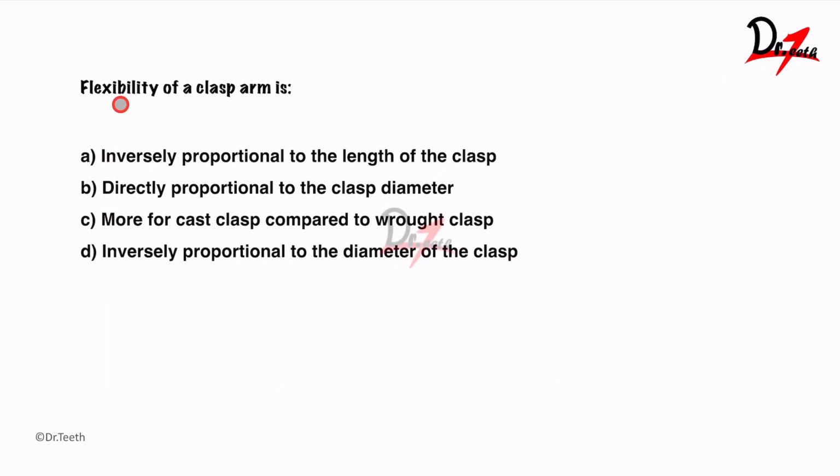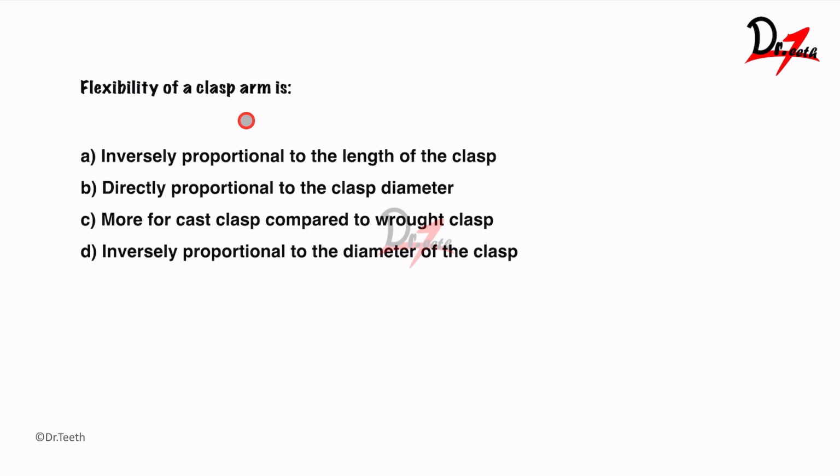Now, the first question is: the flexibility of a clasp arm is inversely proportional to the length of the clasp, directly proportional to the clasp diameter, more for the cast clasp compared to the wrought clasp, or inversely proportional to the diameter of the clasp. So here the question is talking about the flexibility of the clasp arm.